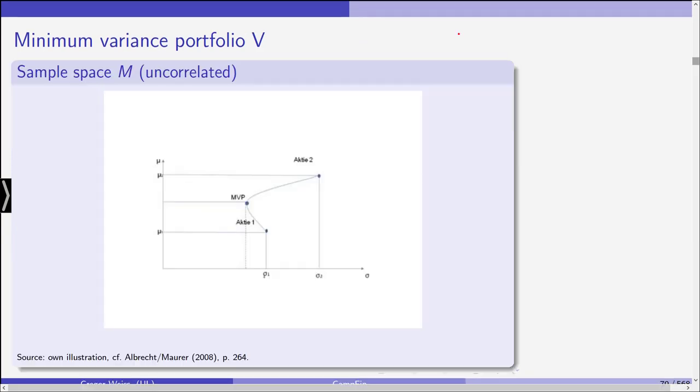You can see we have stock 1 and stock 2. In the original case for correlation equal to 1, we got a straight line from 1 to 2. Now we get a hyperbola, or the arm of a hyperbola. And obviously at this point here, the point that is farthest to the left, because we have risk on the x-axis, we get the minimum variance portfolio. This is the farthest point left of the hyperbola.